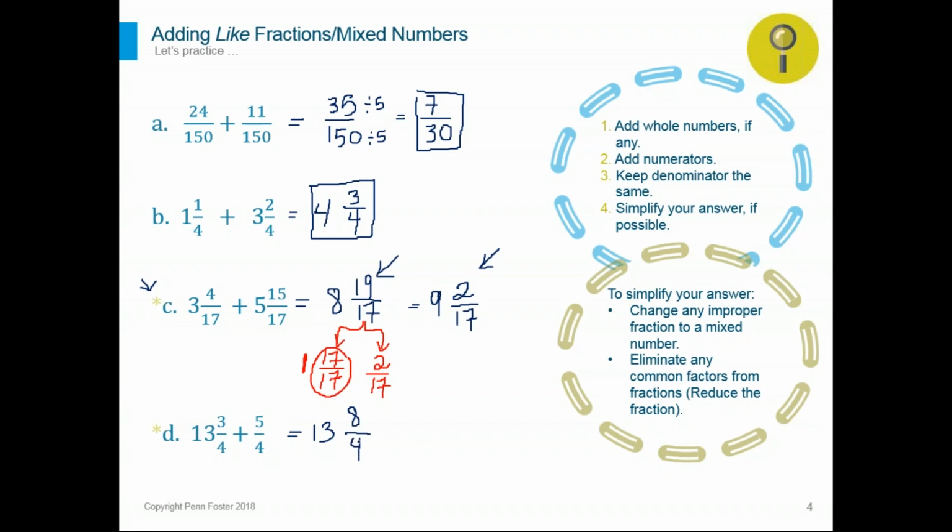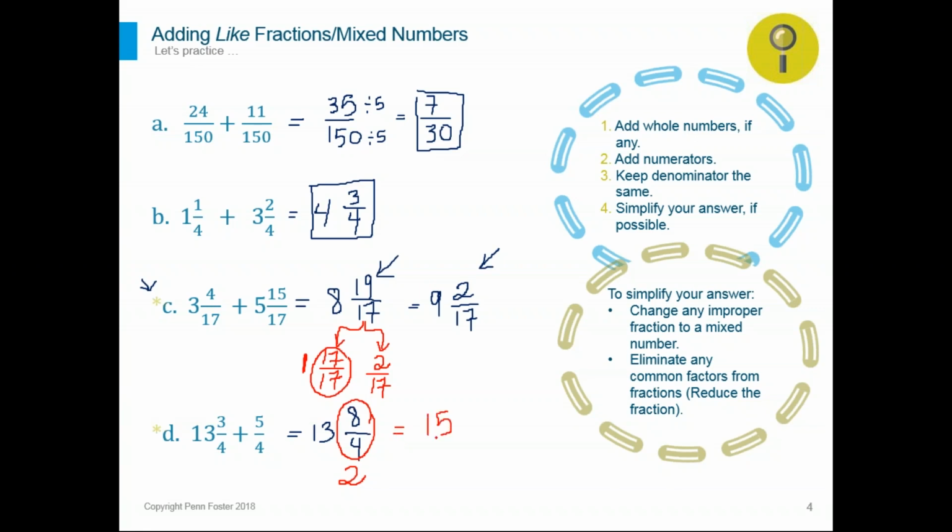Look at the fraction. 8 over 4. It's an improper fraction, but 8 over 4 we know is what? 8 divided by 4 is what? Is a whole number 2. So this is actually a whole number 2. And I have a whole number 13. Add 13 and 2 will give you 15.